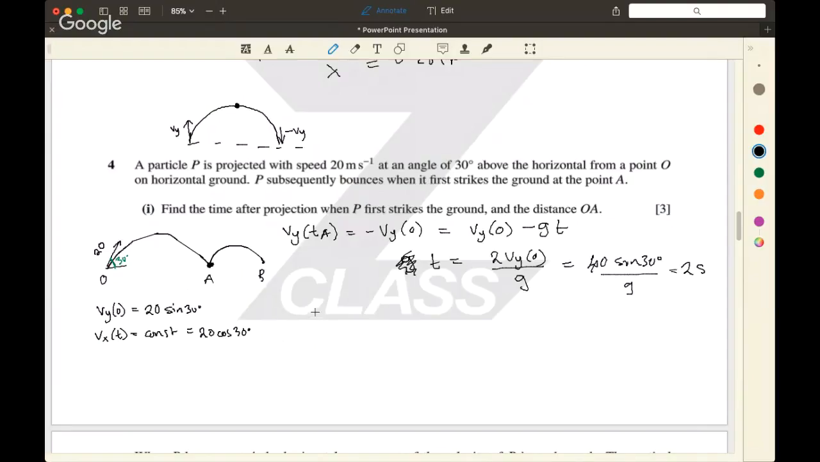So the distance traveled in the x direction is just going to be Vx times t, because it's just velocity times time, constant velocity. That's how you get it. So this is going to be 20 cosine 30 times 2, which is 40 cosine of 30, which is 34.6 meters.